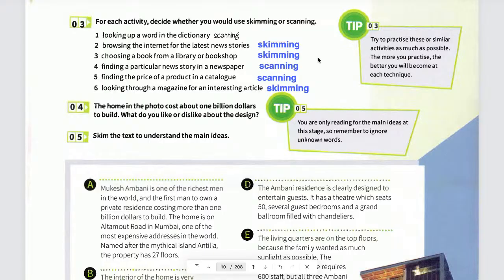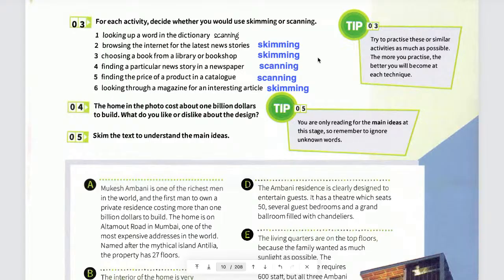Scanning means specific details. Remember those two things, and you understand scanning. For skimming, just general. Go through, general. Just understand like that. For a particular news story, they use the words particular news story. So that means that you search the whole newspaper. Of course, you don't read all, okay? You look for the one you want to read, and you read that carefully. So that is scanning.